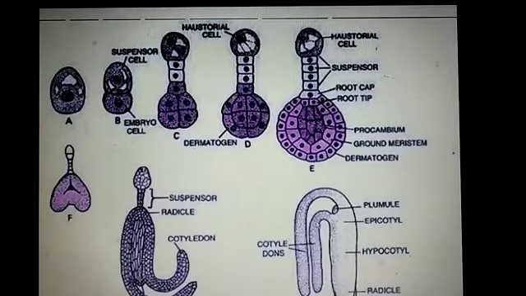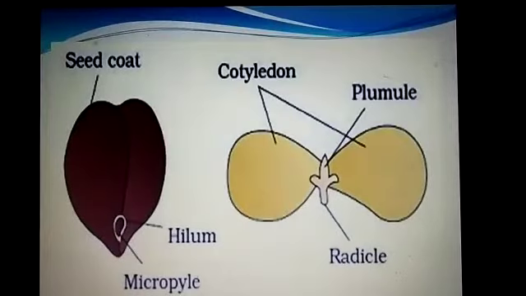What happened here? These are the cotyledons. The 2 cotyledons and the plumule are situated here. Student, the part present above the cotyledons is the epicotyl, and the part present below the cotyledons is the hypocotyl. Then the radicle and root cap. Here you see the structure of the seed.